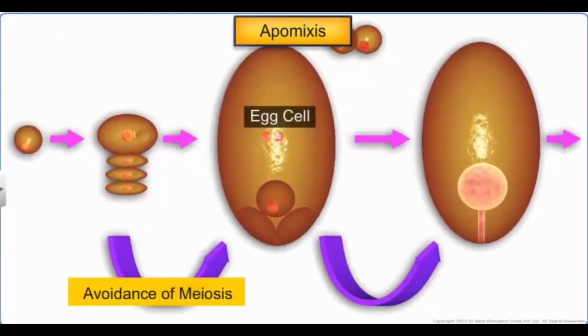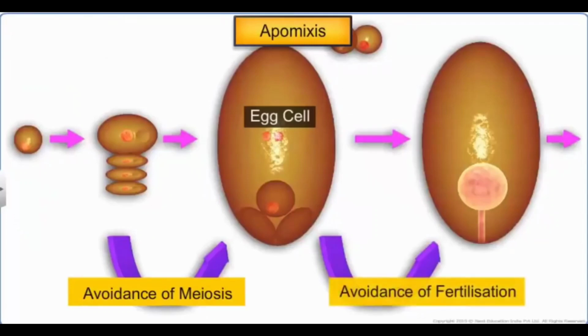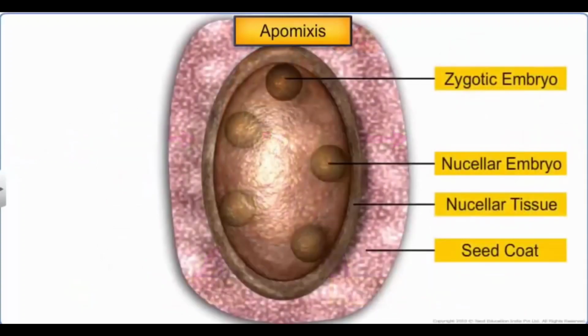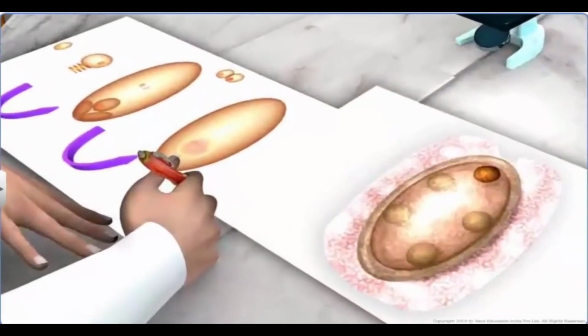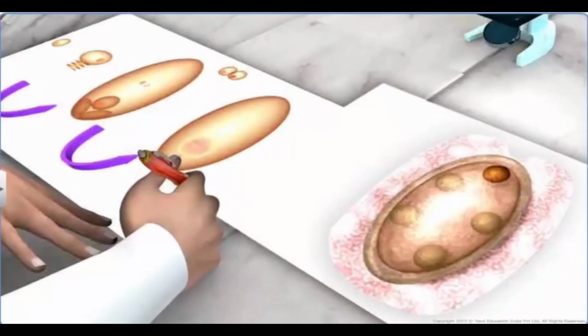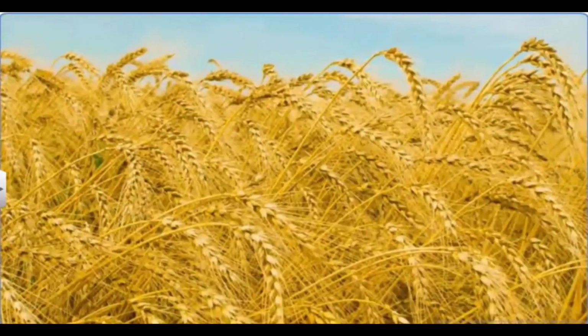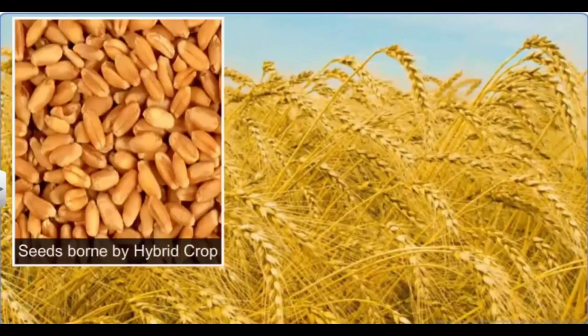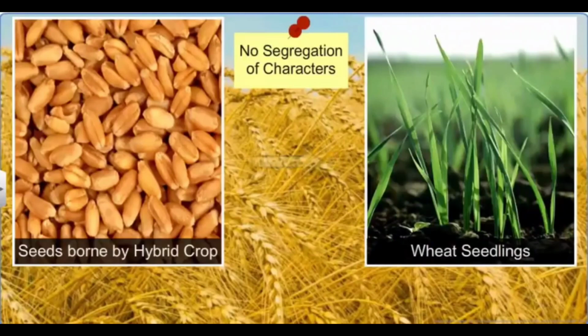Apomixis is a form of asexual reproduction in which the seeds or embryos are formed without fertilization. In fact, seeds or embryos either develop from an unfertilized egg which did not undergo meiosis, or from the cells of the integument or nucellus. Botanists believe that converting hybrid crops into apomicts will prevent the segregation of characters in seeds produced by hybrid crops, and thereby eliminate the need to purchase hybrid seeds every year, as the seedlings produced by the apomicts will resemble their parents genetically.